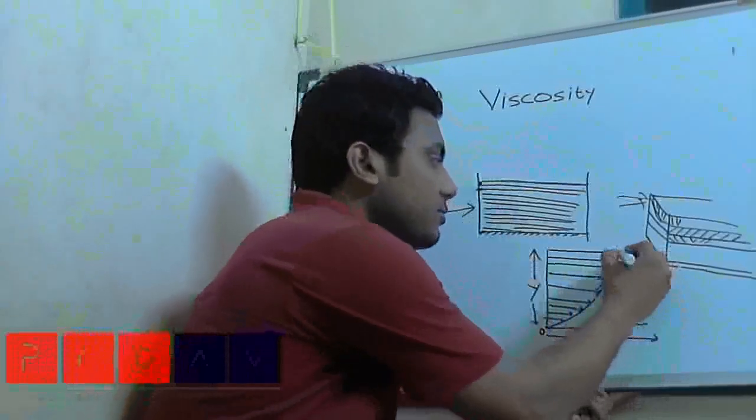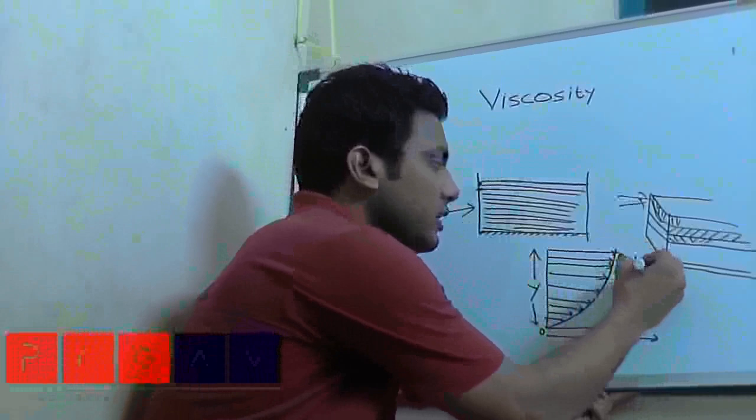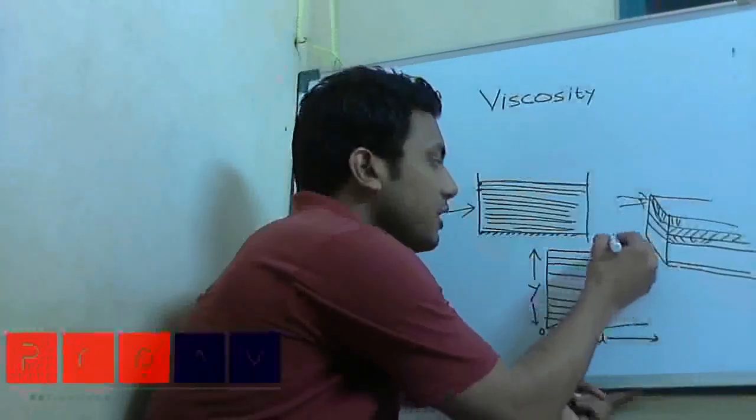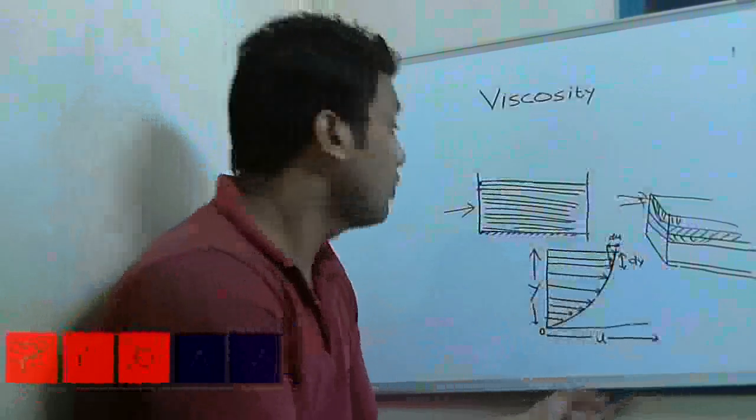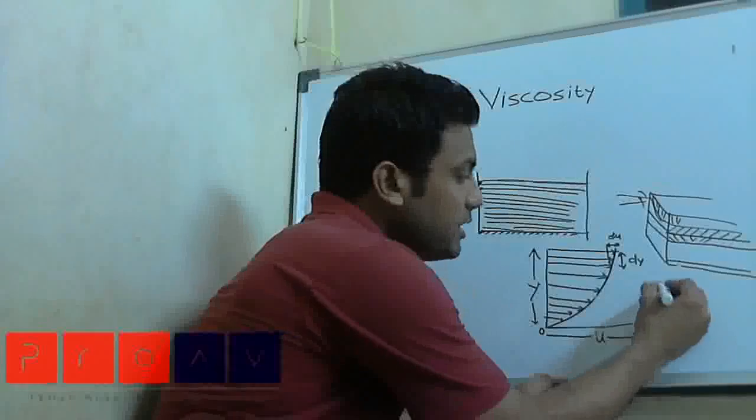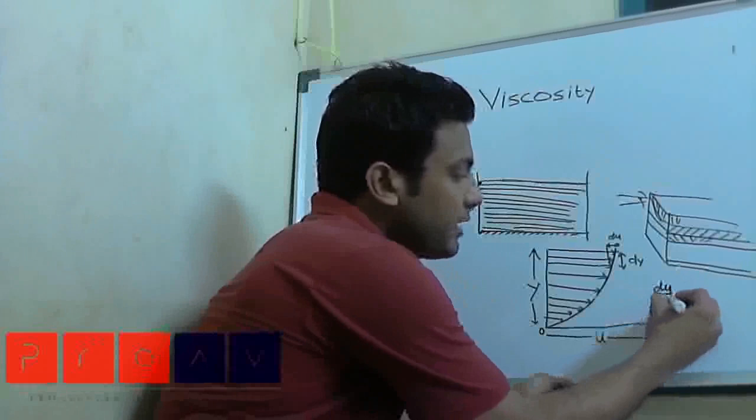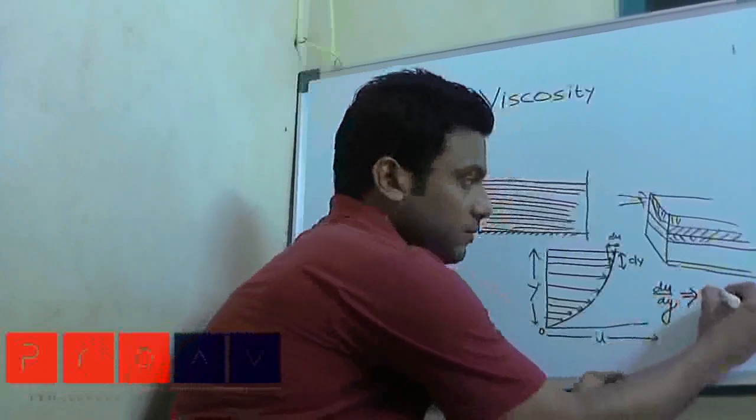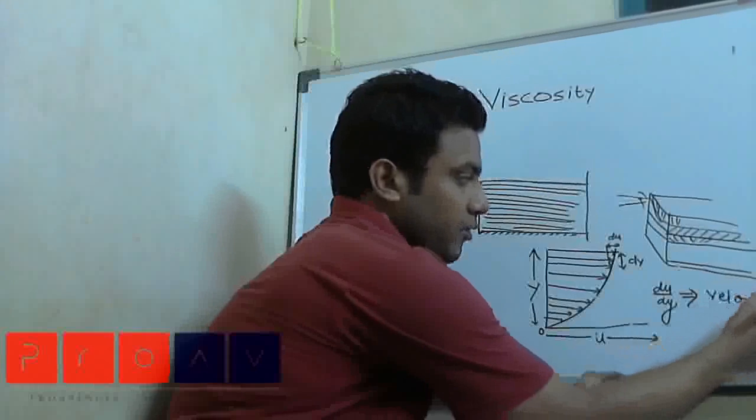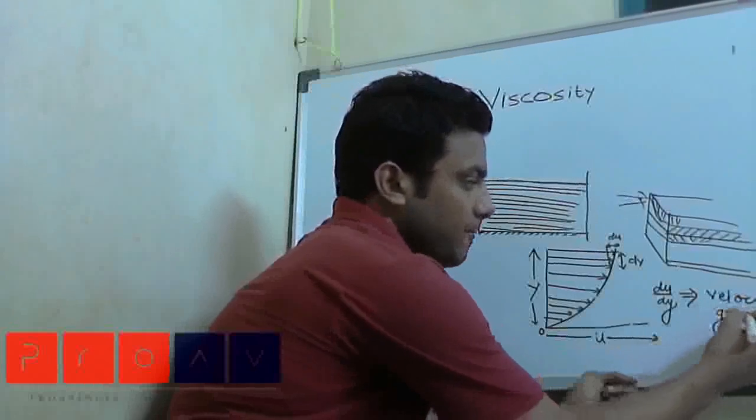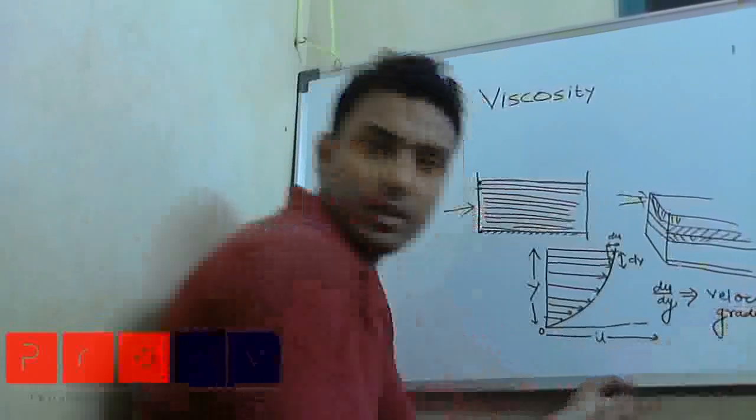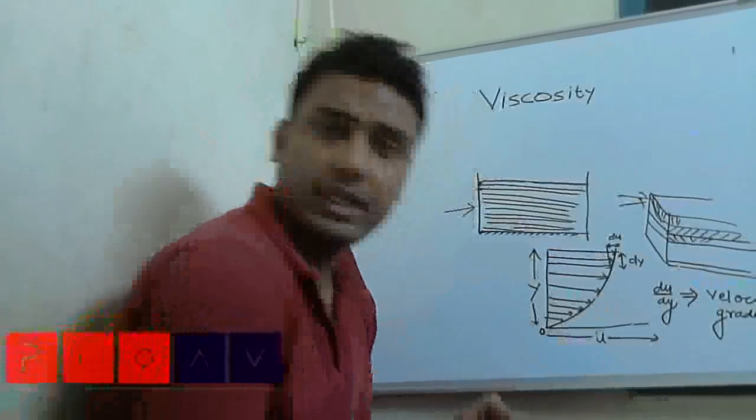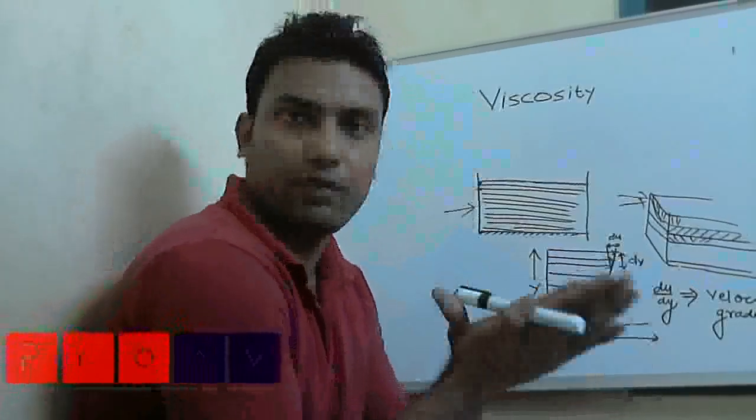Suppose this depth change is dy and this change in velocity is du. So what will be the gradient? du by dy. Velocity gradient. Clear? Velocity gradient. Each layer is resisting with a shear force on the other.